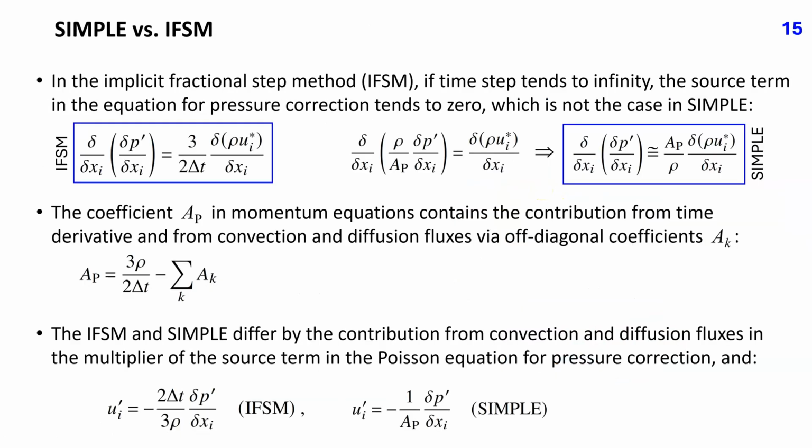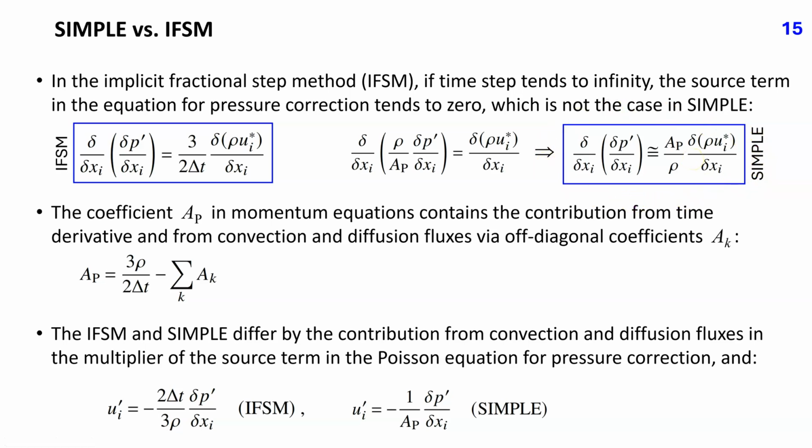Let us now see how SIMPLE differs from the implicit fractional step method described in lecture 17. In the implicit fractional step method with the acronym IFSM, if time step tends to infinity, the source term in the equation for pressure correction tends to 0, which is not the case in SIMPLE. This is the pressure correction equation in IFSM and this in SIMPLE. If we assume that AP does not vary much in space, this equation can be approximated by this expression.